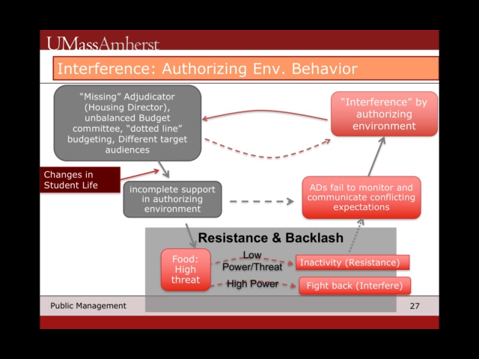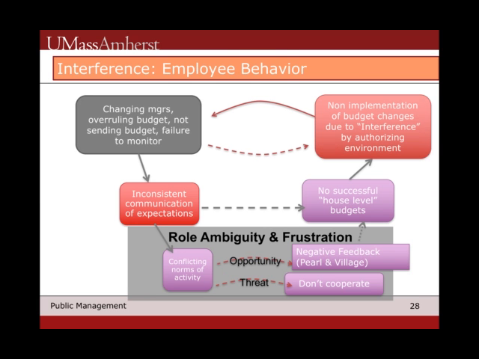So this is just a chart that helps us understand things. What are the types of features that we might think of as being associated with instability in the Michigan case? The unbalanced budget committee, the dotted line problems, the different target audiences, the missing adjudicator or the housing director, right? Anytime you're missing adjudicators, that's going to tend to cause instability. You need someone to solve disputes. You need a more complete hierarchy. Dotted lines, anything that undermines that unity of command, that nice pyramid, is going to tend to lead to political instability. And that is exactly what we see in the Michigan case.